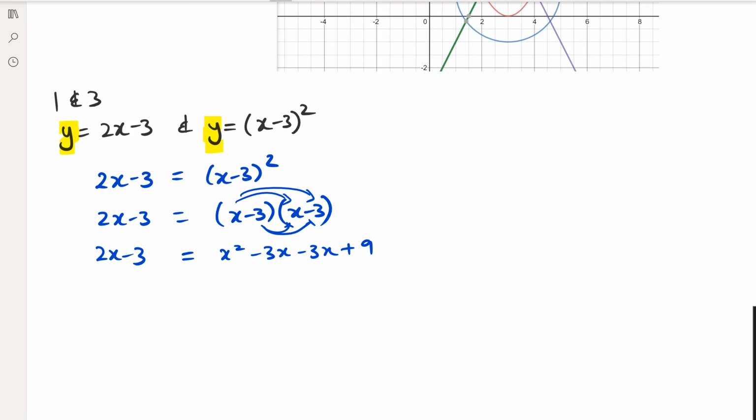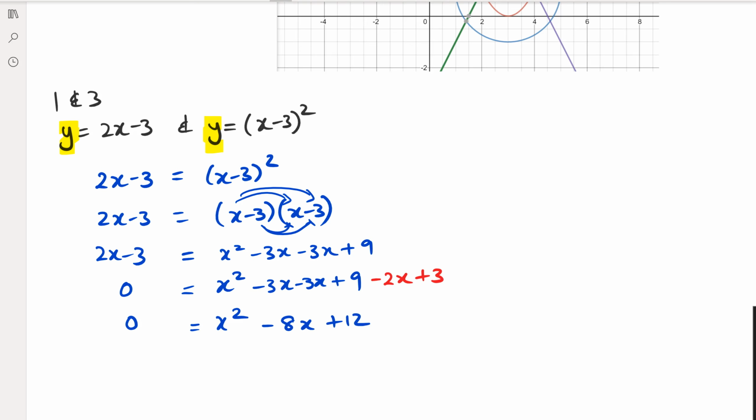So I've got 2x minus 3 equals this, which means I need to rearrange everything so that one side is equal to 0. I've got x squared minus 3x minus 3x plus 9. And then the 2x from the other side becomes minus 2x. Negative 3 becomes plus 3. So simplifying this, I get 0 equals x squared minus 8x, 9 plus 3 is 12.